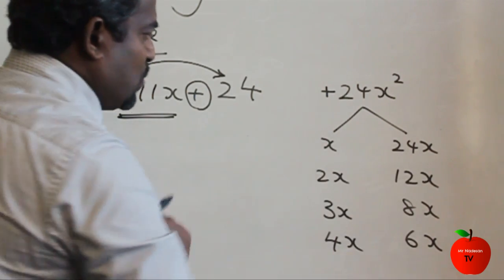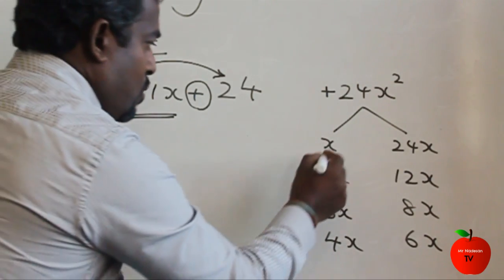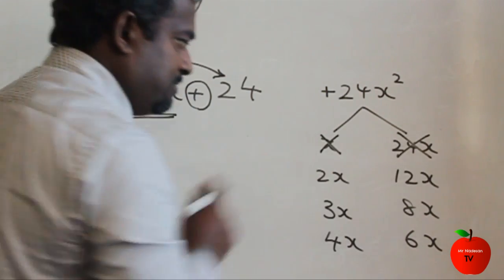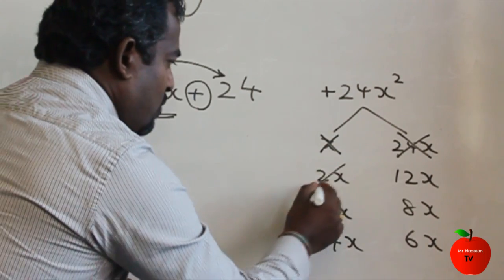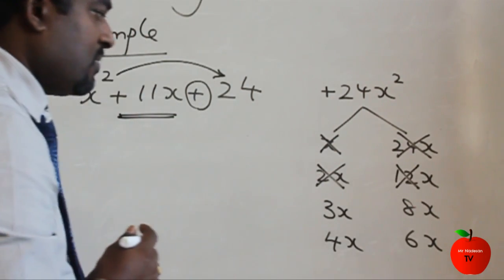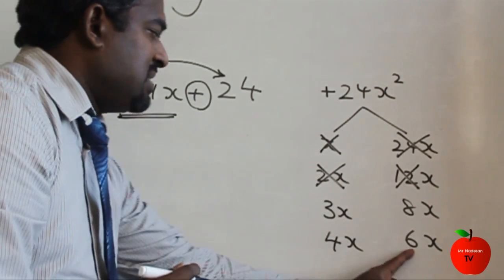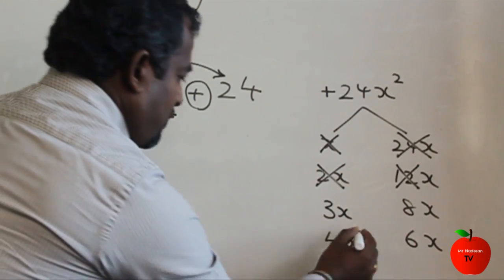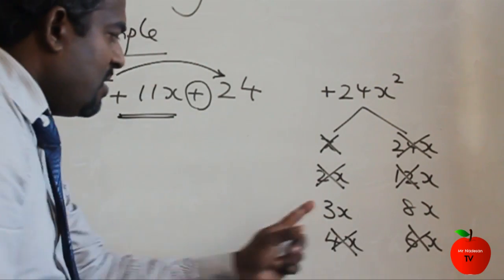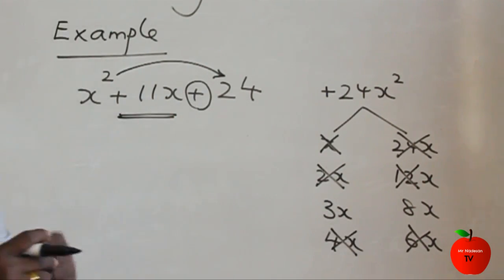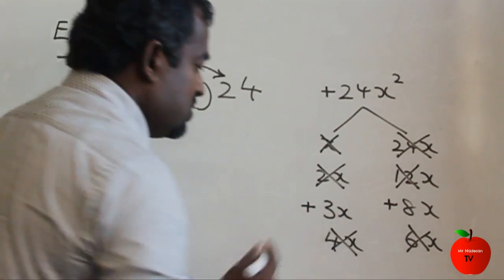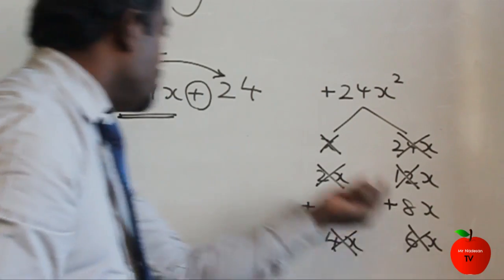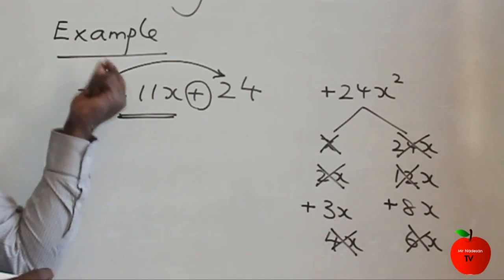1 plus 24, can we make 11? No, we don't want this one. 2 plus 12, can you make 11? No, we don't want this one. 4 plus 6, can you make 11? No, we don't want this one. 3 plus 8, we can make 11, of course. What is the sign here? Plus, both plus. So plus 3 plus 8 makes plus 11x.